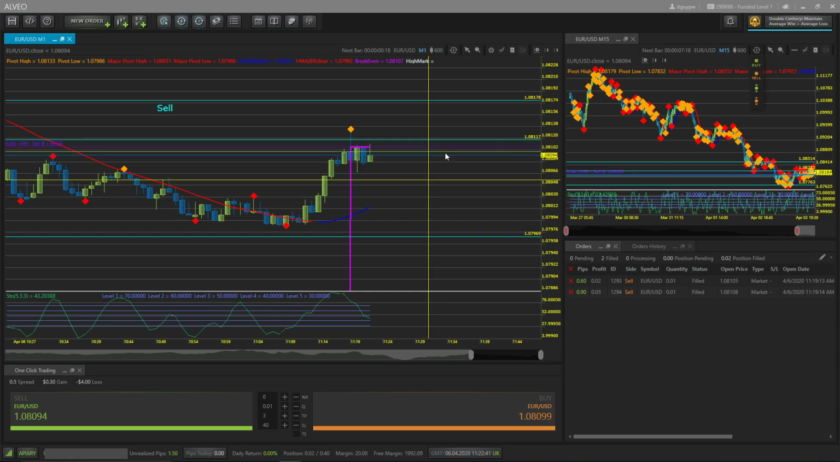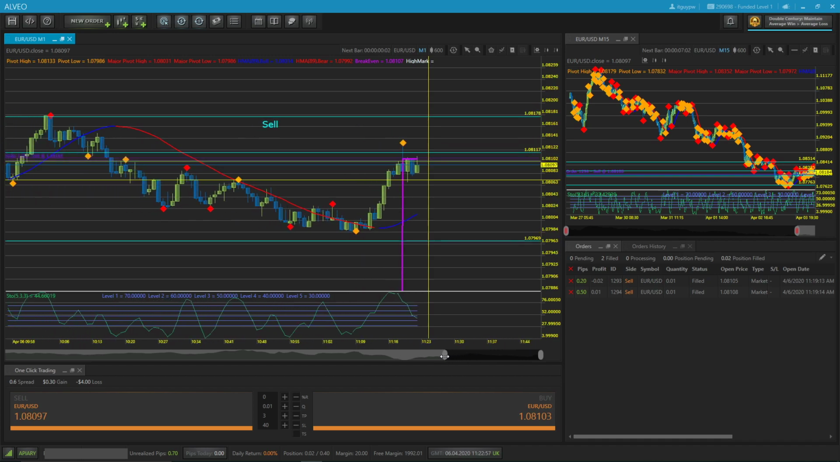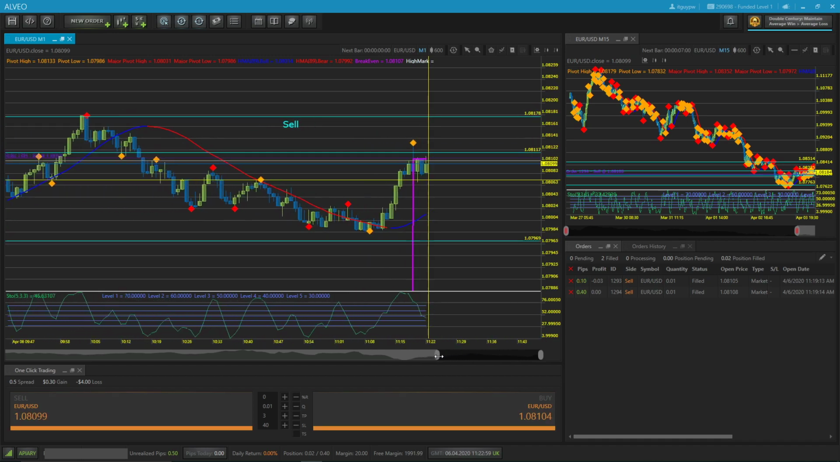All right, hopefully we can get it to break down through. But the good thing is we're on this resistance line right here. So hopefully we can get a little bit of resistance and help push us down.